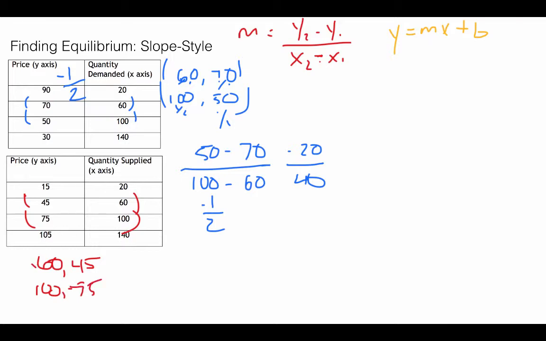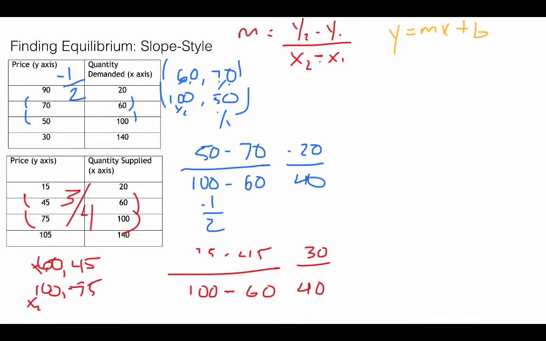So here's my x1, x2. All right, so my y2 is 75 minus 45 over 100 minus 60. So what I have here is 30 over 40, and I know that simplifies to 3/4. So there's 3/4.